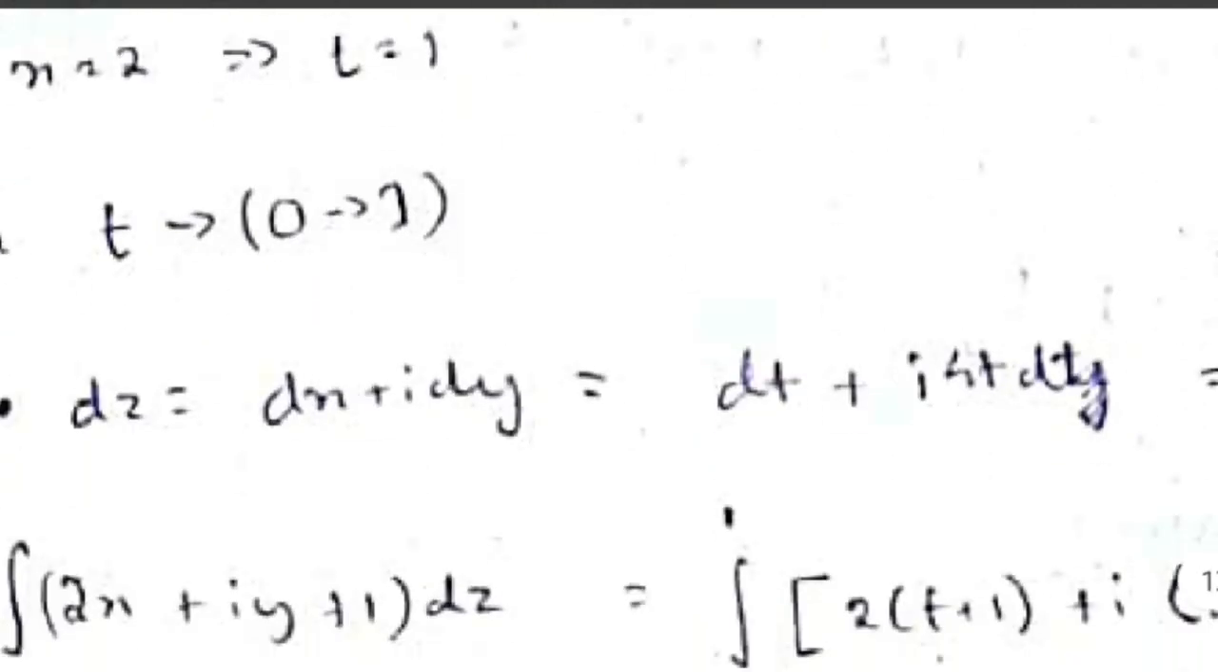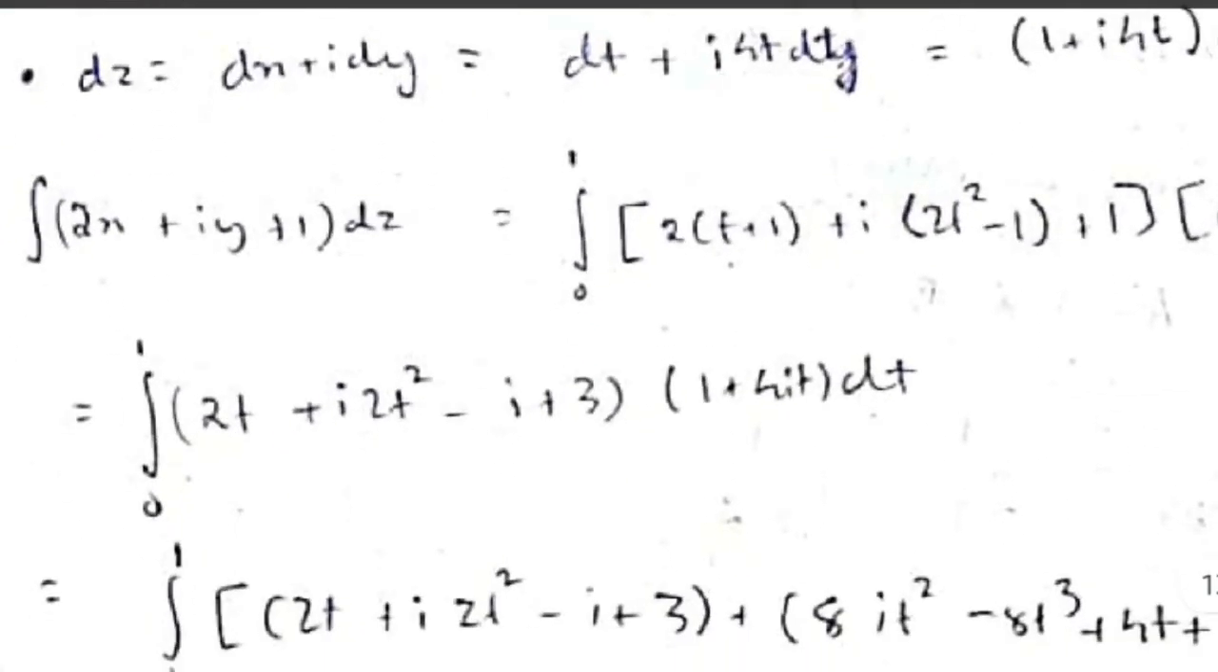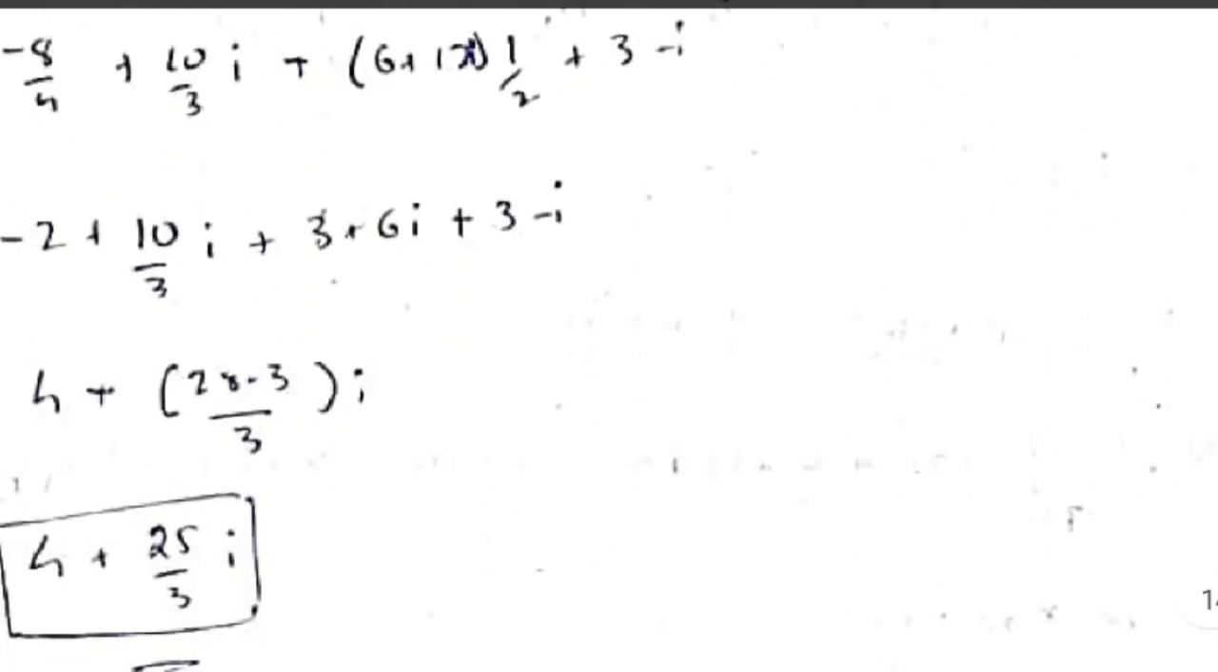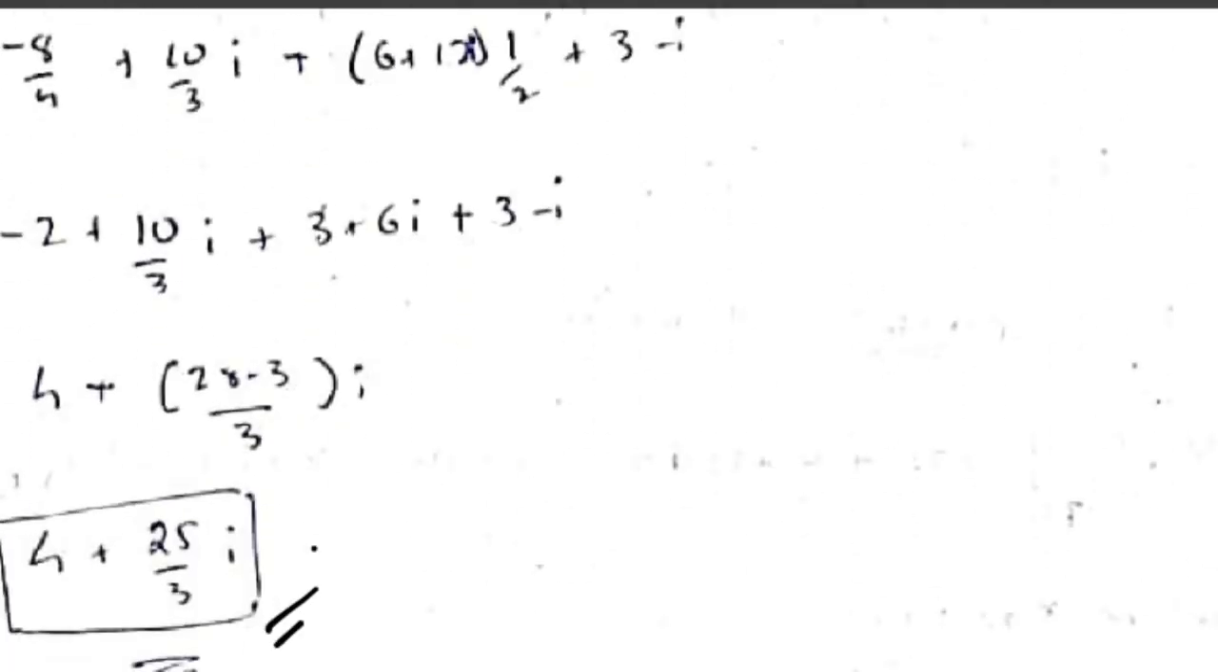Okay. And after that we will be substituting the values of x, y in terms of t and dz in terms of dx and dy, and further substitution of dx and dy will give us the terms in dt. Okay. After that just multiply each of these terms and find out the real and imaginary parts and apply the limits to get the final answer. Okay. It's just the simplification part.